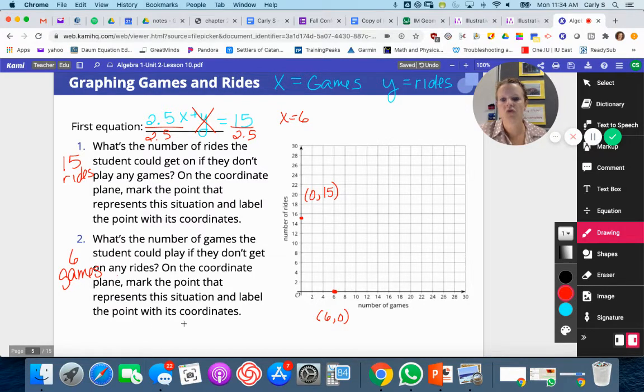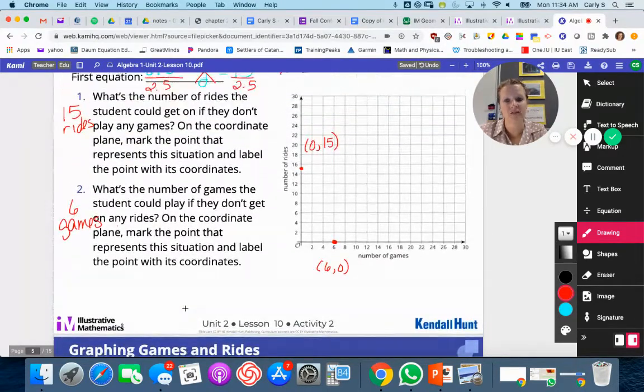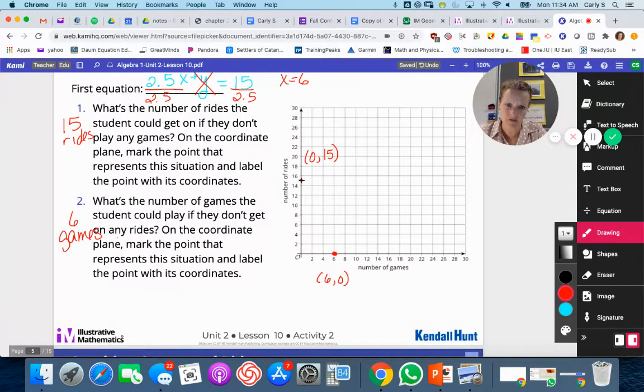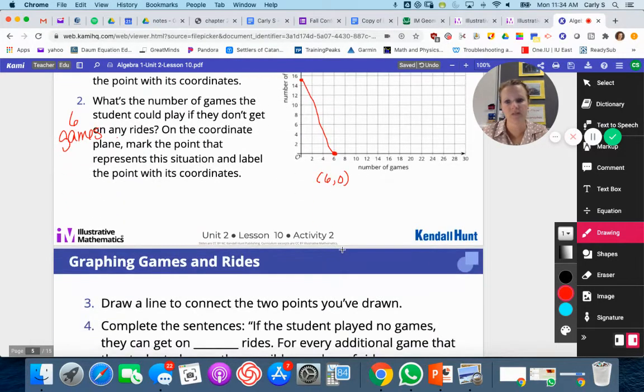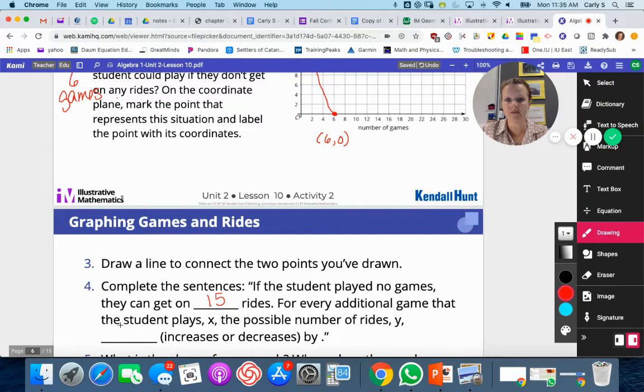Okay, cool. Okay, what's it going to say to do next? Draw a line to connect the 2 points you've drawn. My line is not going to be very straight because I have this pen and it's hard to draw a straight line. So there is my straight line. Complete the sentences. If the student played no games, they can get on 15 rides. For every additional game that the student plays, X, the possible number of rides, Y, increases or decreases. For every additional game that the student plays, the possible number of rides decreases.